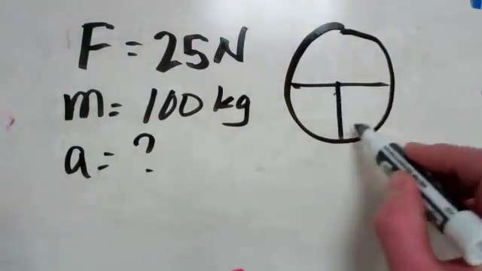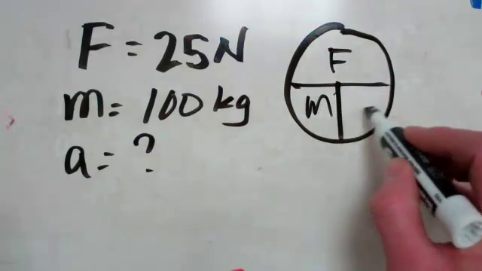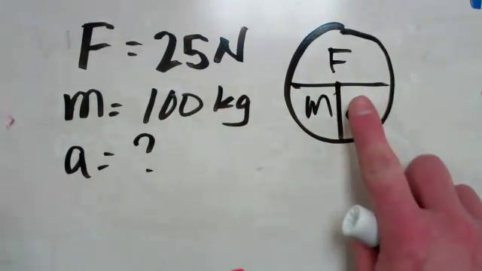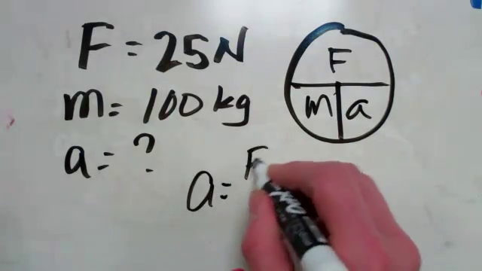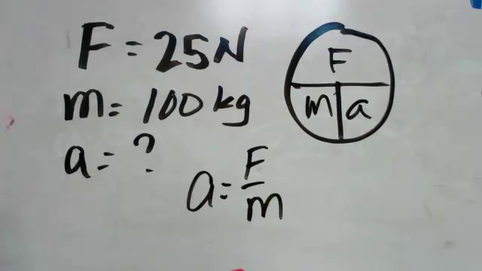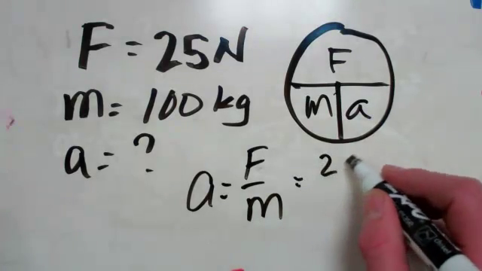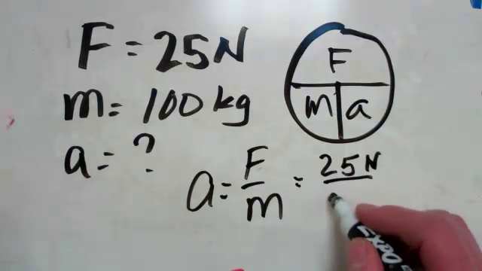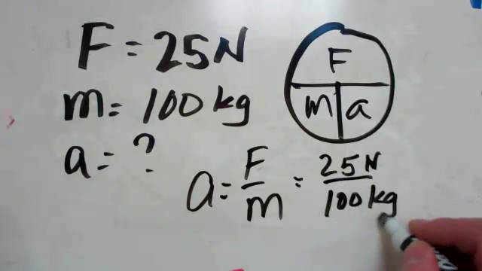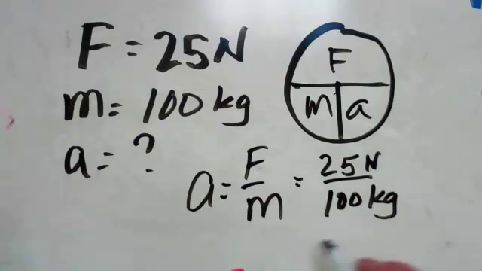We can use that force wheel. Force equals mass times acceleration. We're solving for acceleration, so our formula is F over m. A equals F over m. Okay? Just plug in our numbers. 25 newtons over 100 kilograms, and we get an answer.